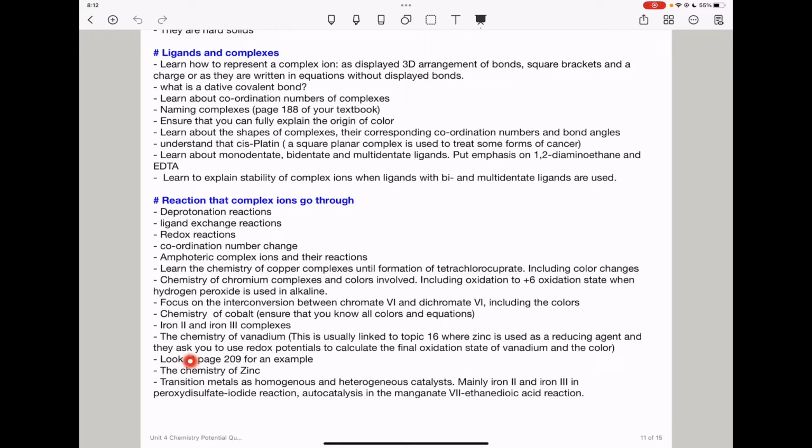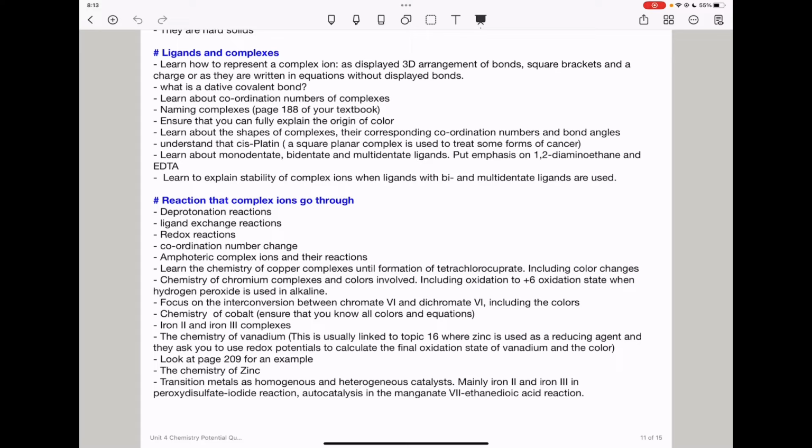And the example is page 209. Look at that to fully understand how these calculations are carried out. They can ask you about the chemistry of zinc. And again, remember from your textbook, it's only zinc and chromium that will form solutions when excess sodium hydroxide is used. Finally, remember transition metals can be homogeneous and heterogeneous catalysts.